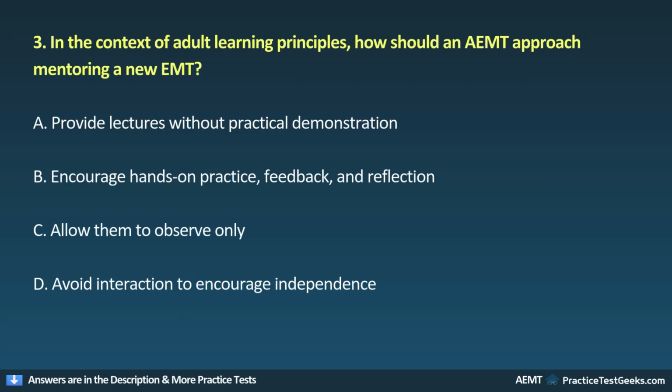3. In the context of adult learning principles, how should an EMT approach mentoring a new EMT? A. Provide lectures without practical demonstration. B. Encourage hands-on practice, feedback, and reflection. C. Allow them to observe only. D. Avoid interaction to encourage independence.